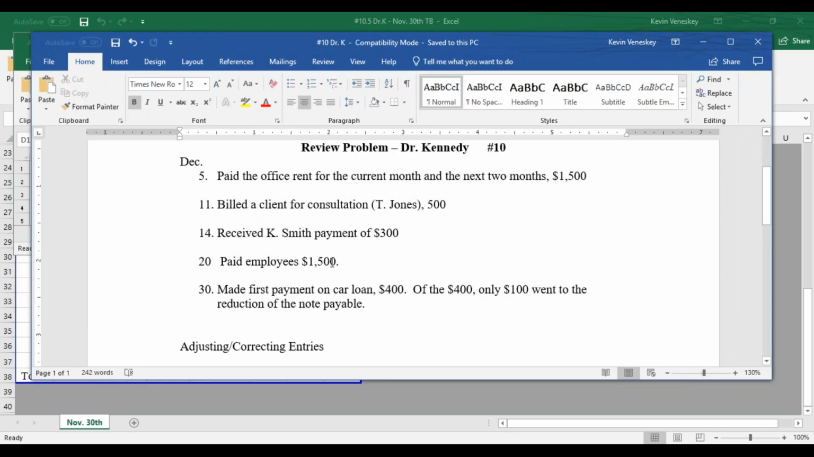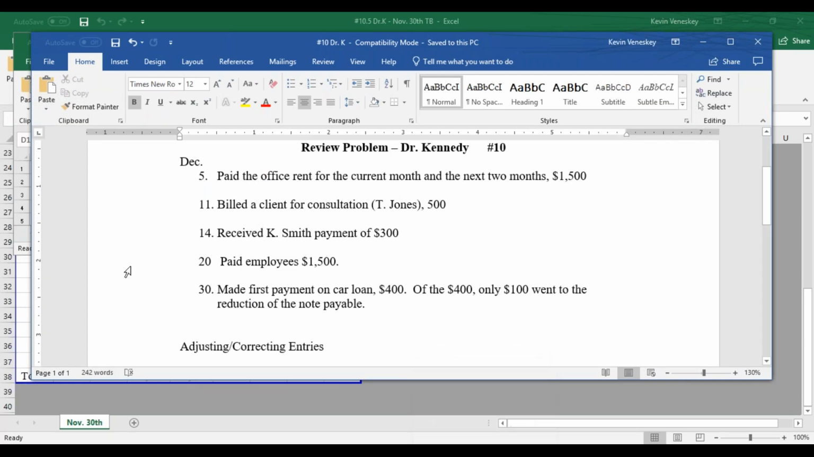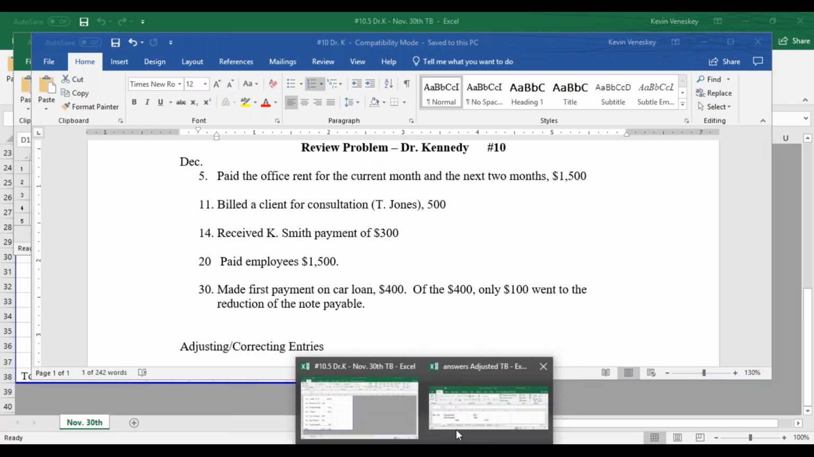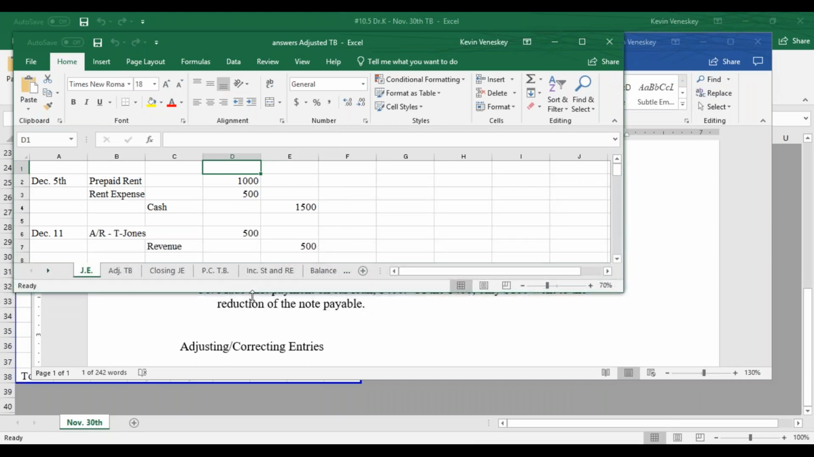The December 11th, billed a client, T. Jones, for what we do. We are doctors, so consultation. So I'm going to debit, not cash. He hasn't paid me yet. I'm going to debit that he owes me. We have an account receivable that we need to set up for T. Jones. And since the service is done, that can be a regular service revenue.